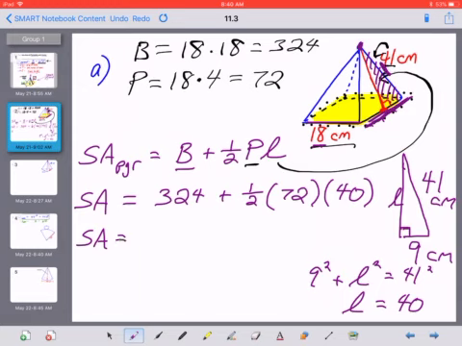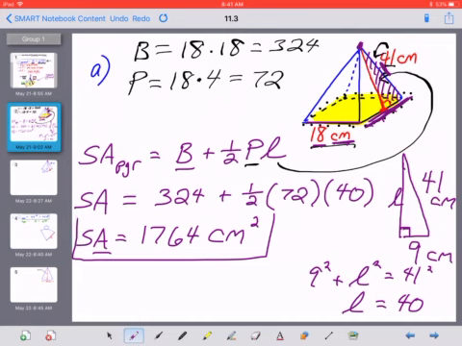In fact, I'll do this with you right here. I would just type all of this in. We've got 324 plus a 1/2 multiplied by 72, multiplied by 40, and we're going to end up with a total surface area of 1,764. Units were in centimeters here. We're talking about area, so that's going to be square centimeters for the units for surface area. Okay, so that's an example there.